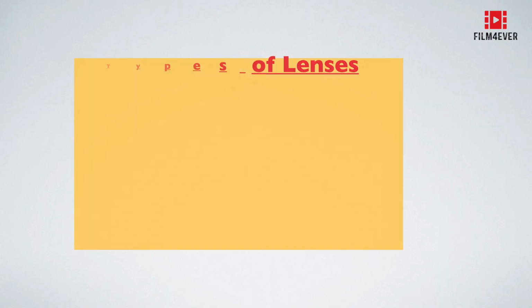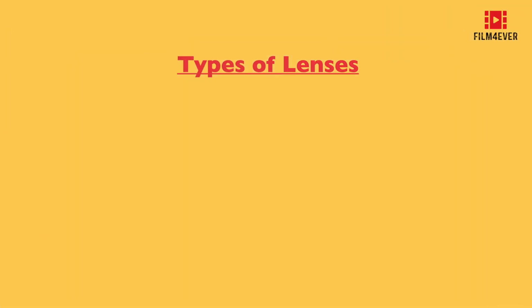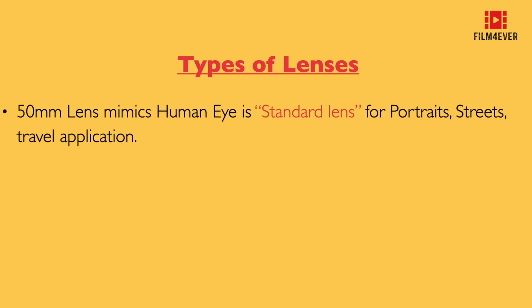So let's talk about types of lenses. We have three categories of lenses. The first is the standard lens, which is typically a 50 mm lens. 50 mm typically mimics a human eye. So it is used in applications like portraits, street photography, or in travel applications.